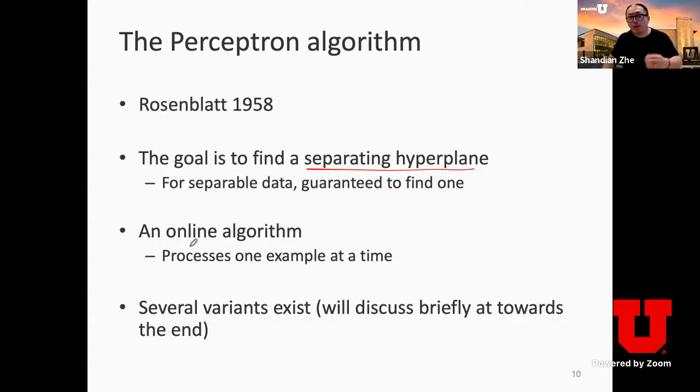And finally, I based this upon the standard algorithm framework proposed by Rosenblatt. Several variants exist, like margin perceptron and average perceptron, which are mostly used in practice. We're going to discuss them briefly towards the end. Okay, any questions so far?